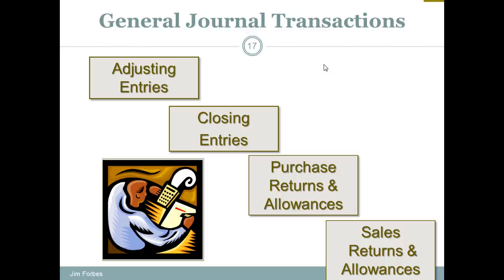General journal transactions. Okay, we've been working with the general journal, and this is where we've been posting our entries, and then you have to do your adjusting entries and your closing entries, your purchase returns and allowances and sales return. I don't think this should be confusing at this point in time. You should be getting used to this process, and I think the project that we're doing should help cement that process in your mind.